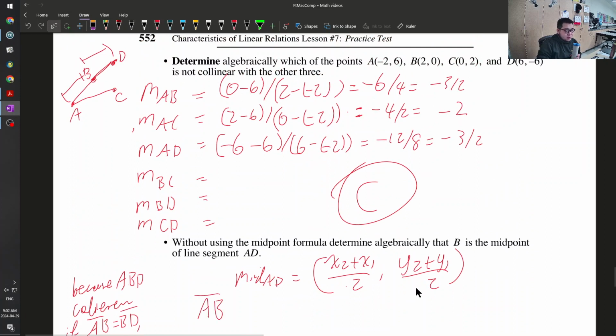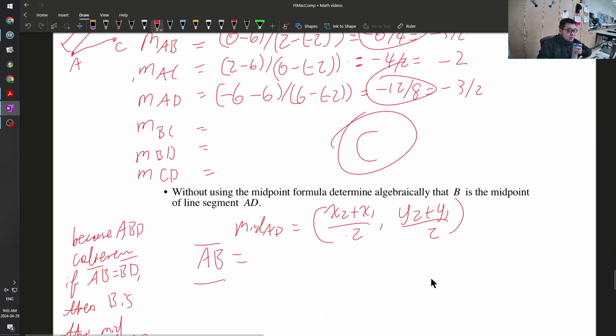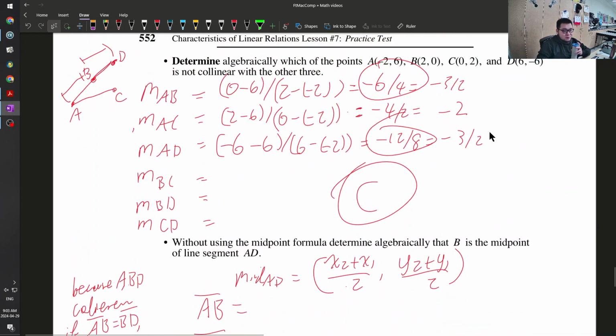Length of AB is equal to square root of, oh, you know what? I just realized I can just use these two to find out. Oh no, I can't. Or maybe I can. I can find the length of AB, and I can find the length of AD. And then if AB is half of AD, then this must be the midpoint. Yeah, that makes sense. So I'm just going to use the stuff from above.